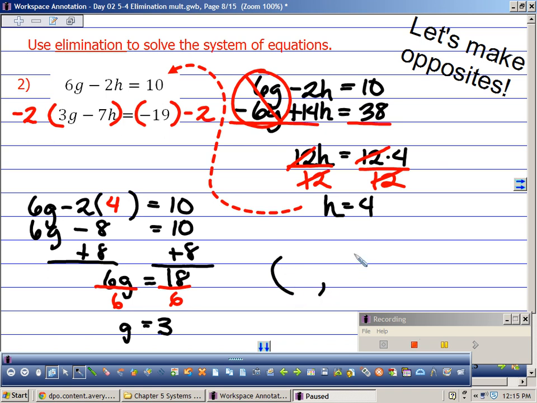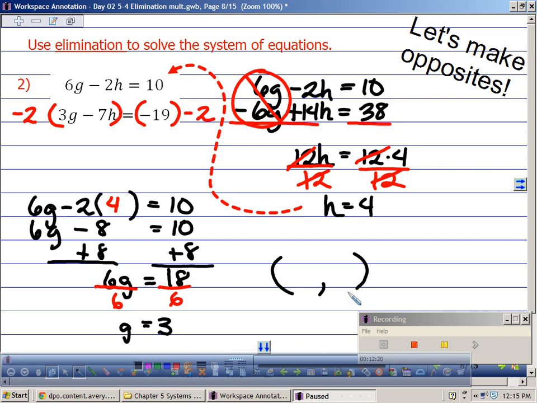Solution of the system of equations. Which one comes first? The 3 or the 4? 3. Why does 3 come before 4? Because G comes before H. Again, what does this represent?